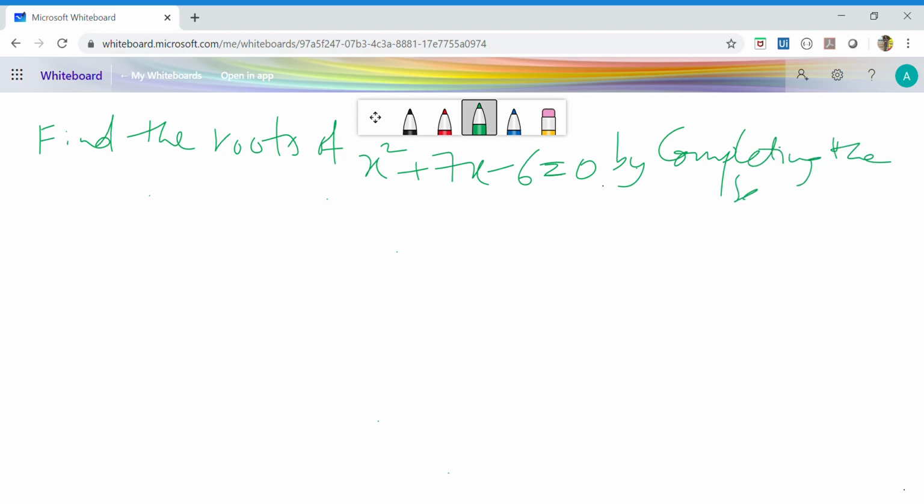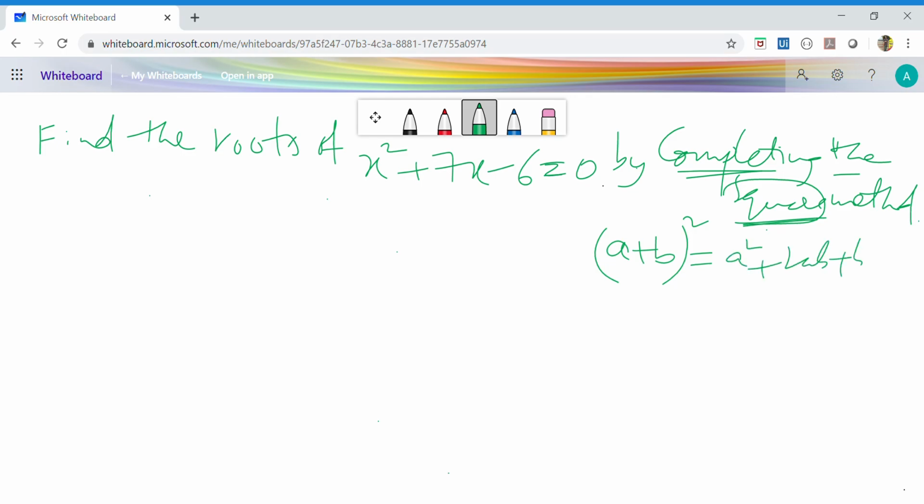So, completing the square method. The name itself indicates that you have to complete the LHS as a square. If it is a trinomial, it should be the square of a binomial. That means if the polynomial is a perfect square, a plus b whole square, it should be in the form of the trinomial a square plus 2ab plus b square, or else a minus b whole square can be written as a square minus 2ab plus b square.